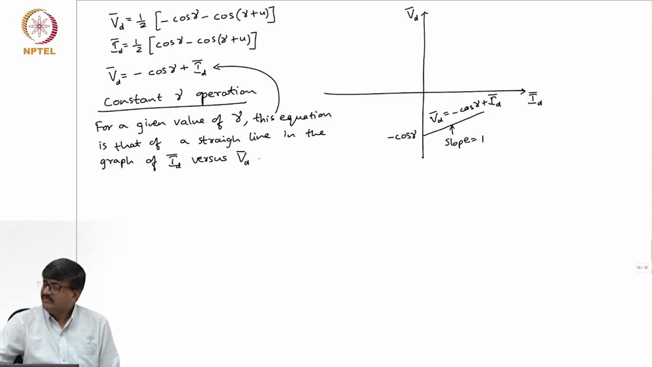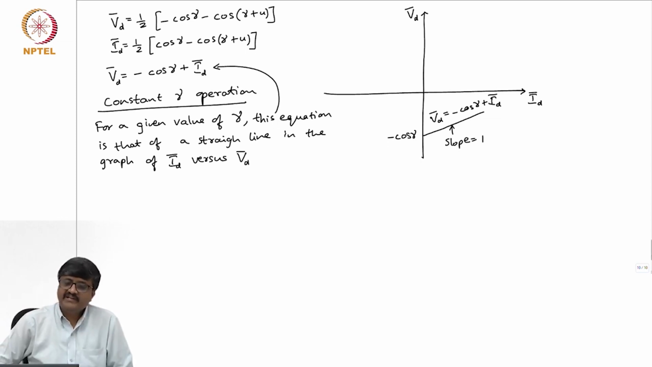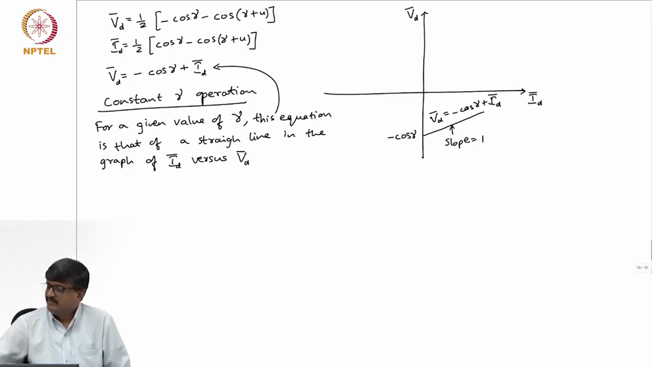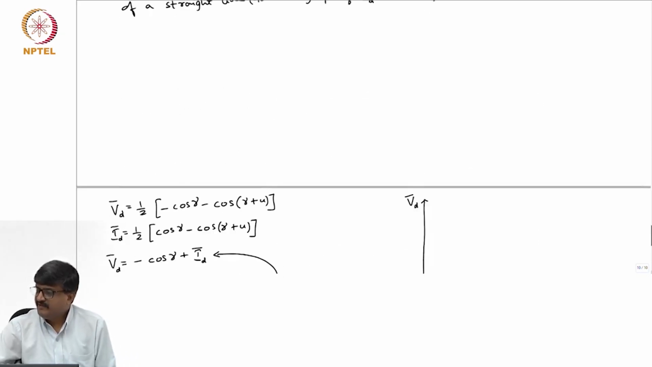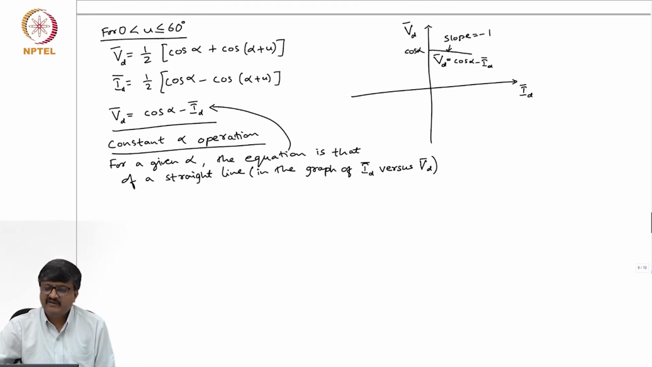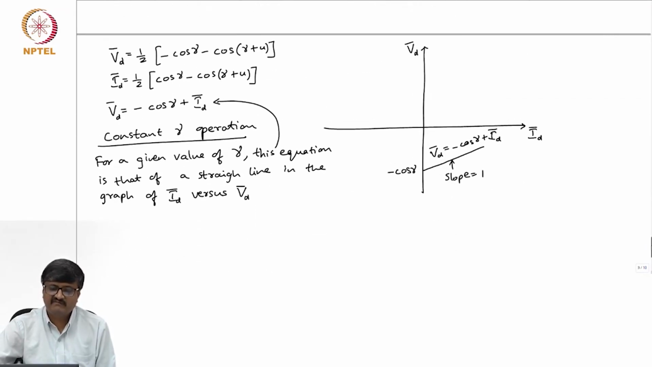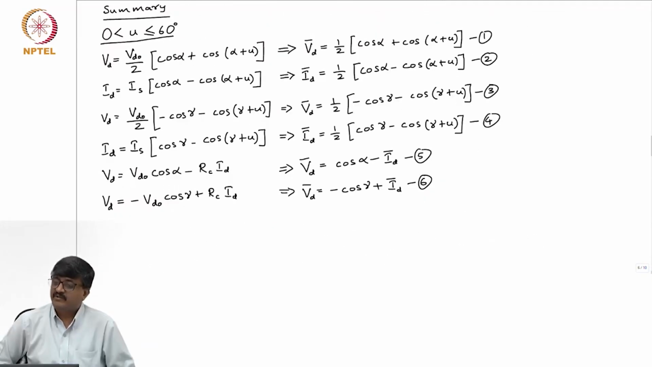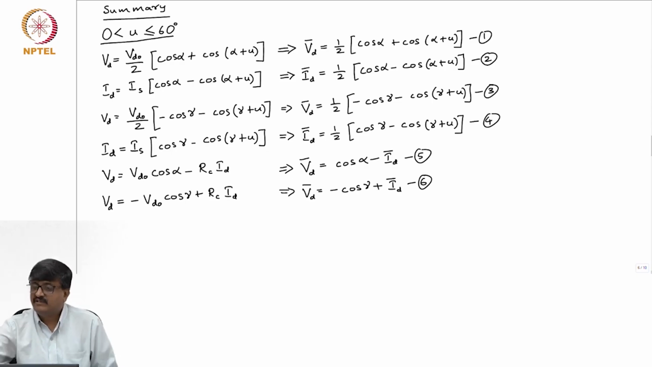So this was obtained by eliminating u from two equations. Now instead of eliminating u, so in the previous case also we eliminated u and got a relation between VD, ID, alpha. So here we have eliminated u and got a relationship between VD, ID, gamma. I can take equations 1 and 2 and eliminate alpha. So let us see how that can be done.